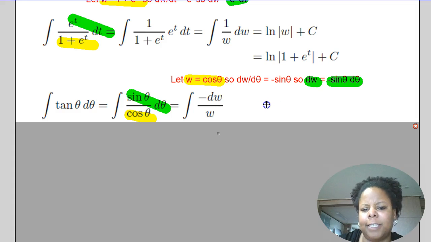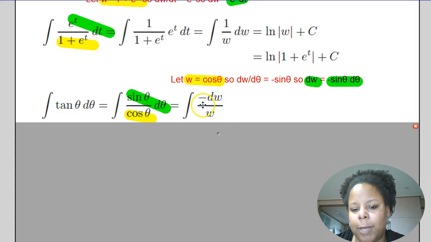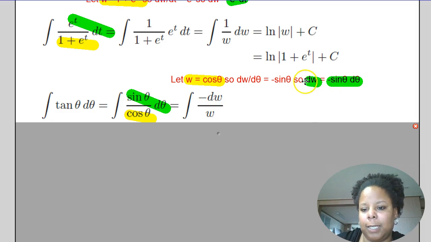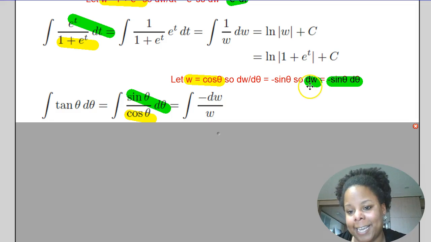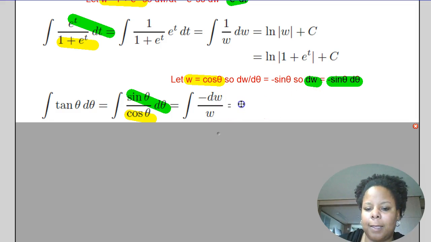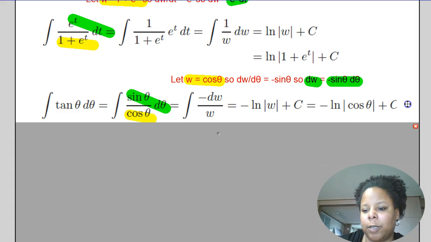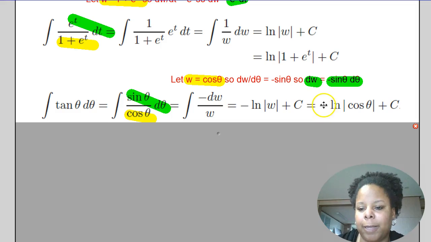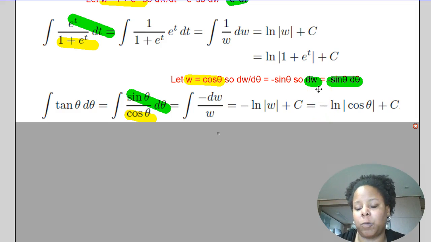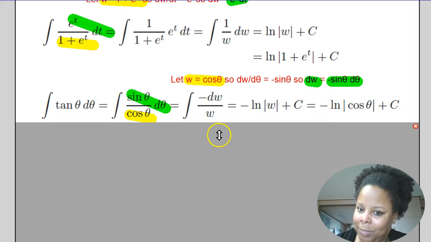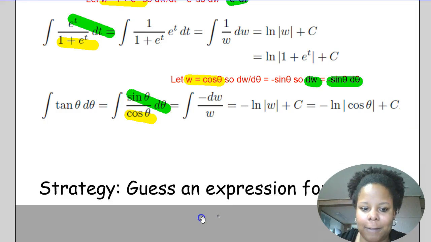So it's negative dw, okay, which is what this is, because sine theta d theta is equal to negative dw, okay? And then we can still apply the same popular elementary integral to get negative natural log of w plus c, and we get our final answer by replacing what w is in terms of theta, okay? Hope you're getting the hang of it, because we have some more examples.